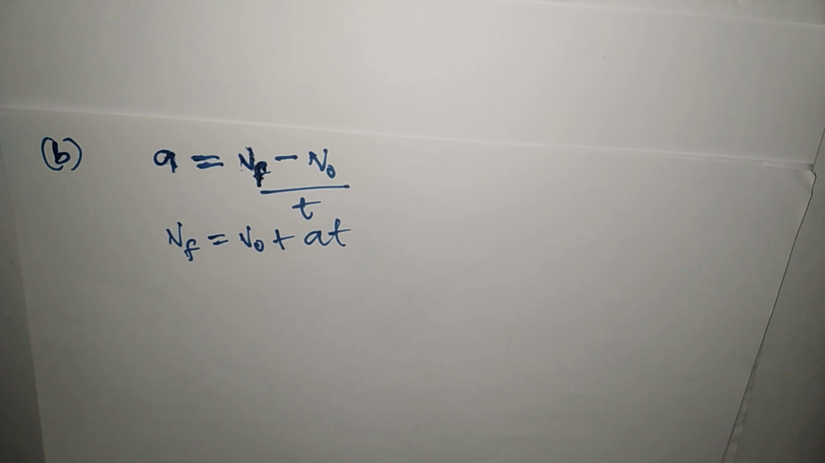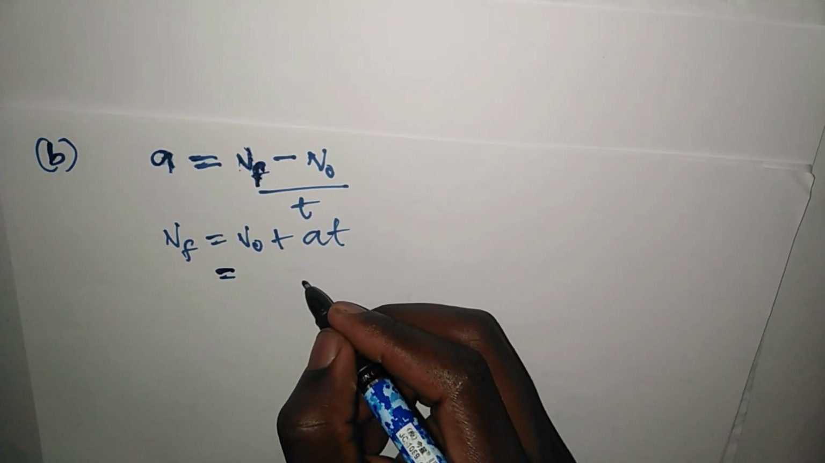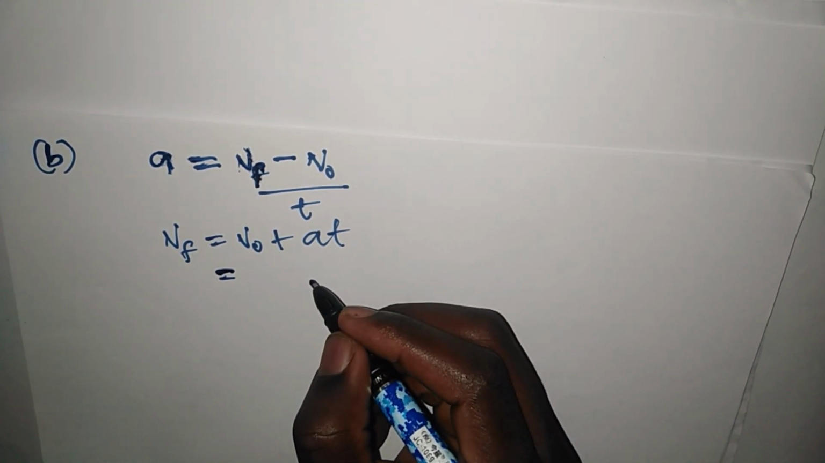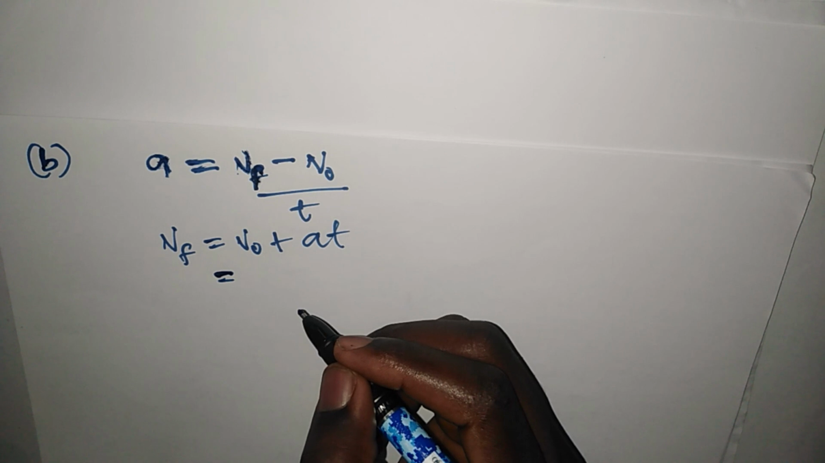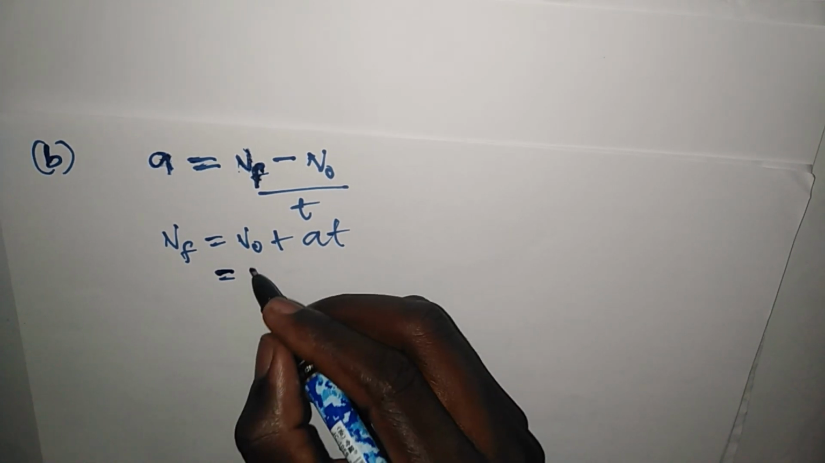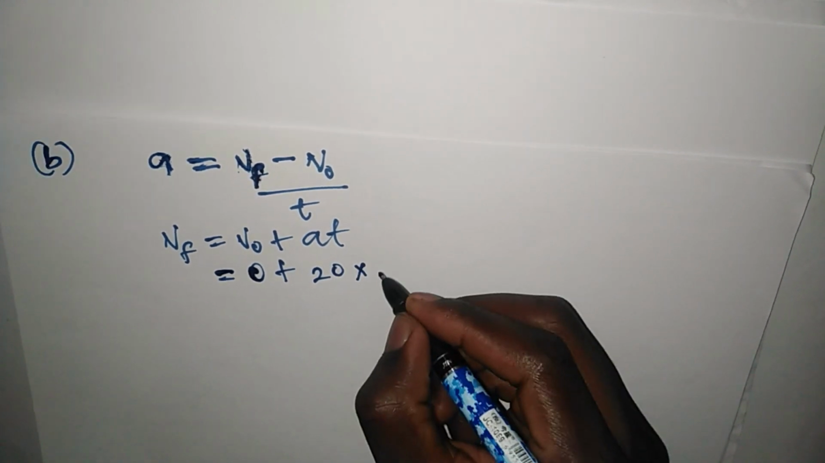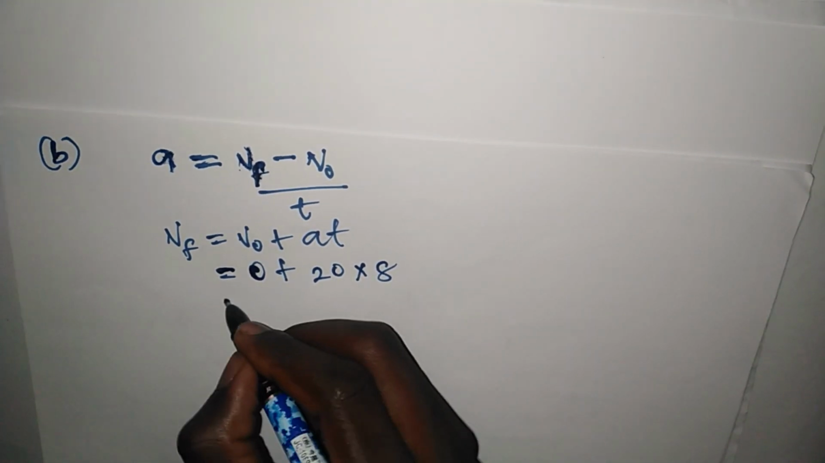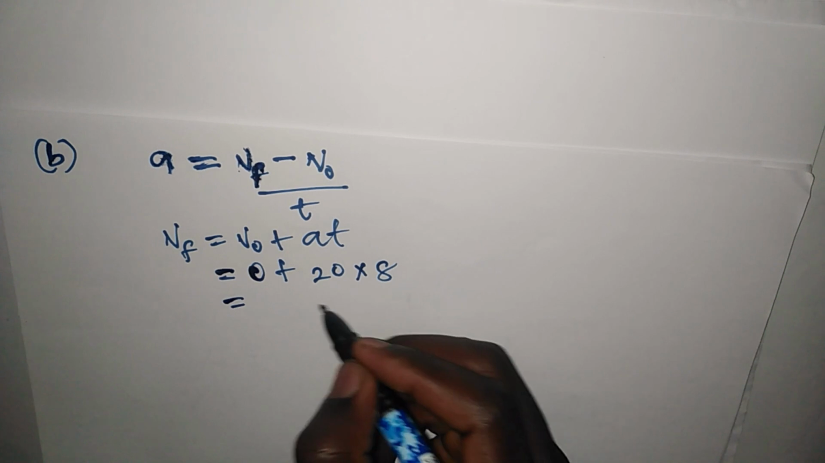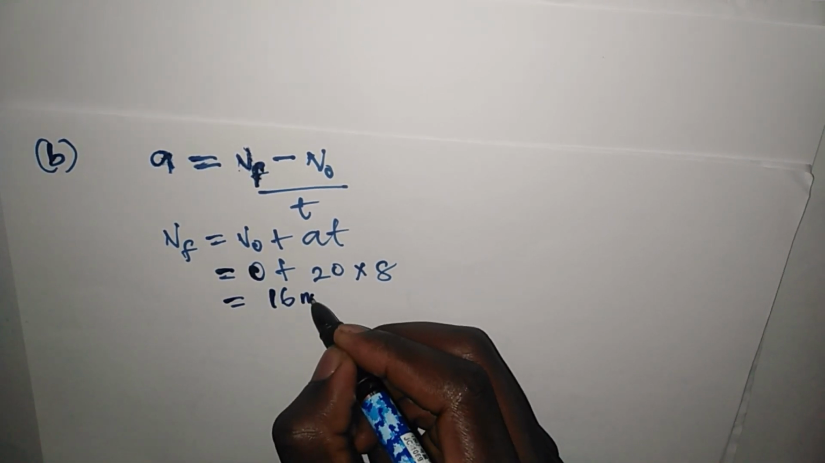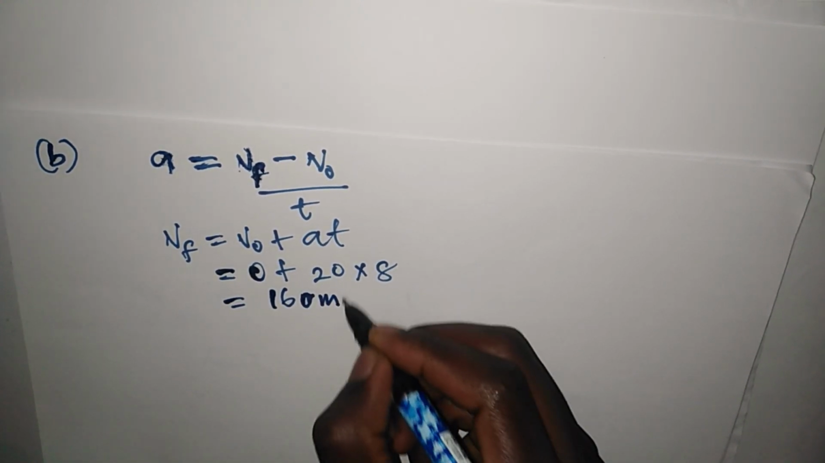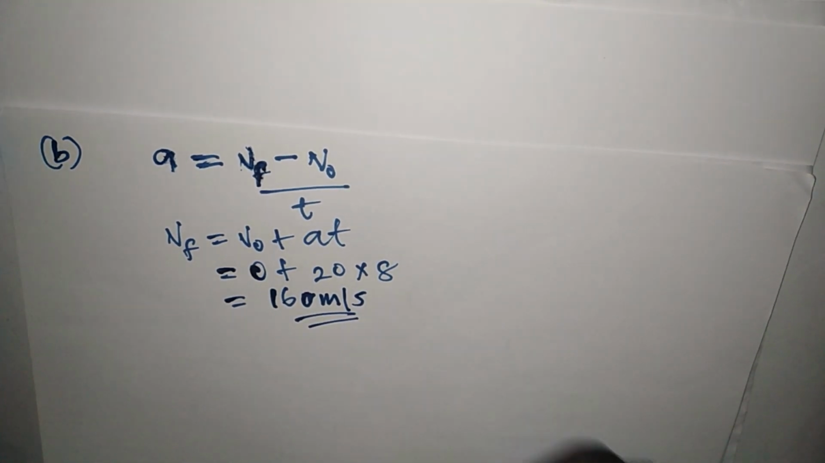0 because it starts from rest. Therefore, final velocity will be equal to, we know time to be 8 seconds, and our acceleration we've already calculated, that is 20 meters per second squared. So this is going to be 0 plus 20 multiplied by 8 seconds. 20 times 8 is going to be 160 meters per second. So this is our B.